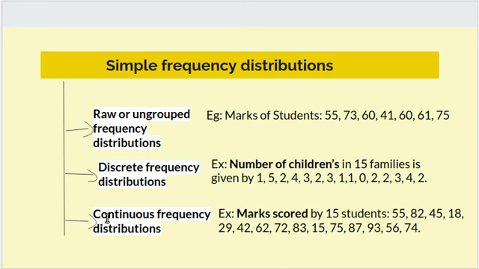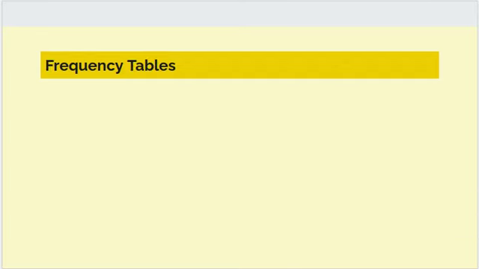Whereas in continuous frequency distribution, the values can be integers as well as decimals, fractions, etc. For example, marks of students, weight and height are all examples of continuous frequency distribution. And moving to the next is the frequency table. So how is a frequency table formed?